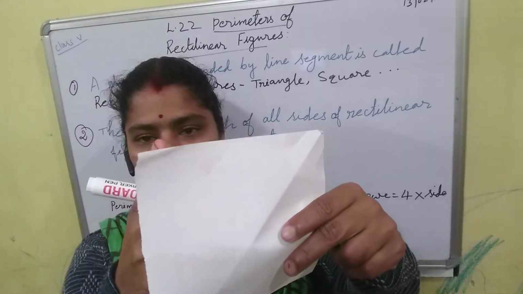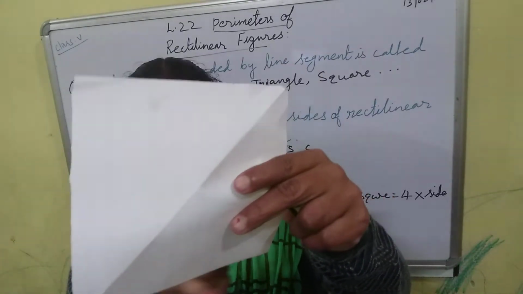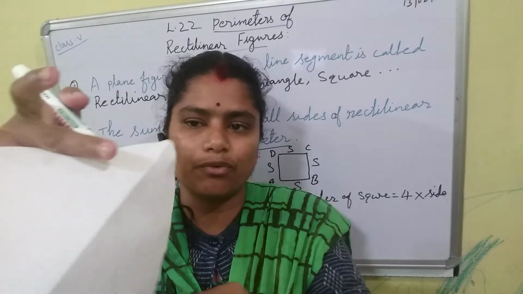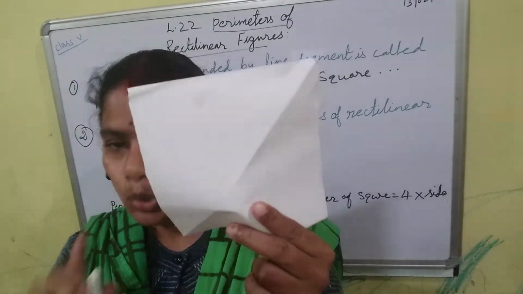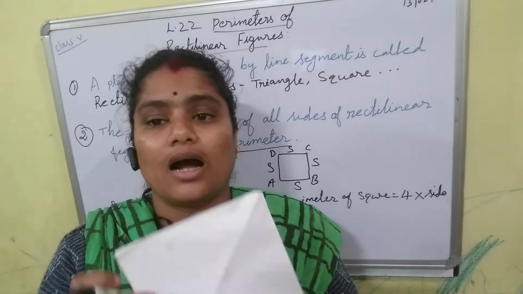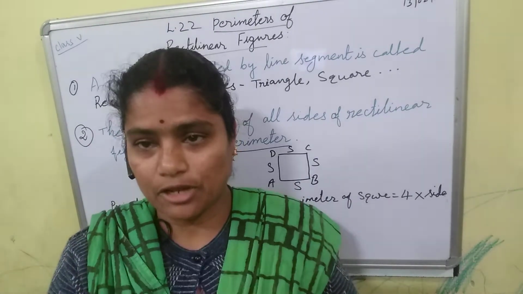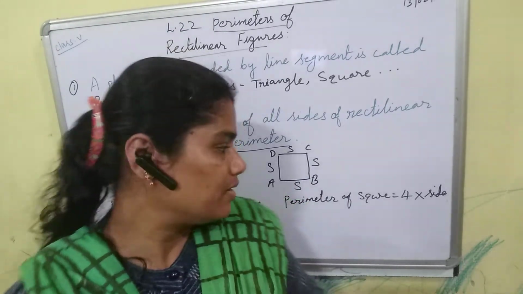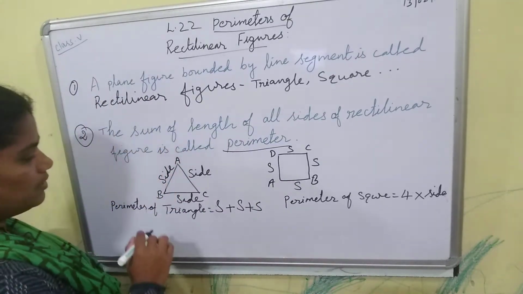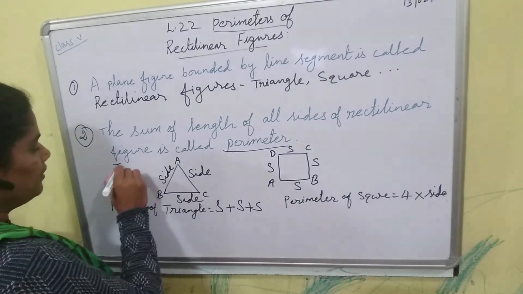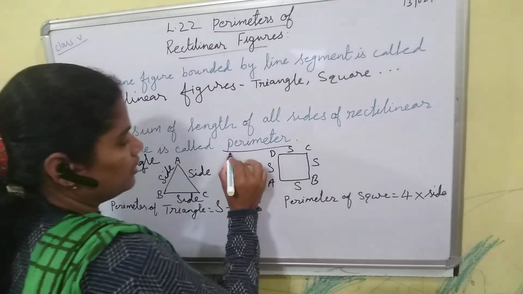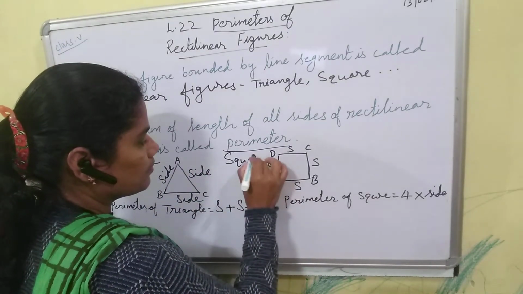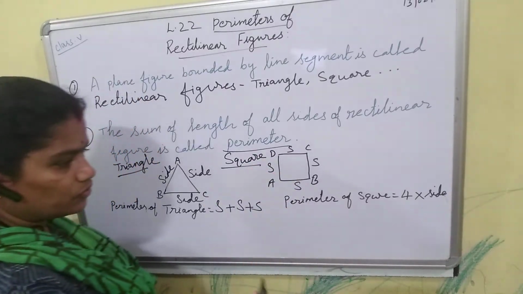If we get one side as 5 centimeter, the other sides are also 5 centimeter each. Clear? Four sides equal means it is a square. So this is the triangle, next one is the square, and the next one is the rectangle.